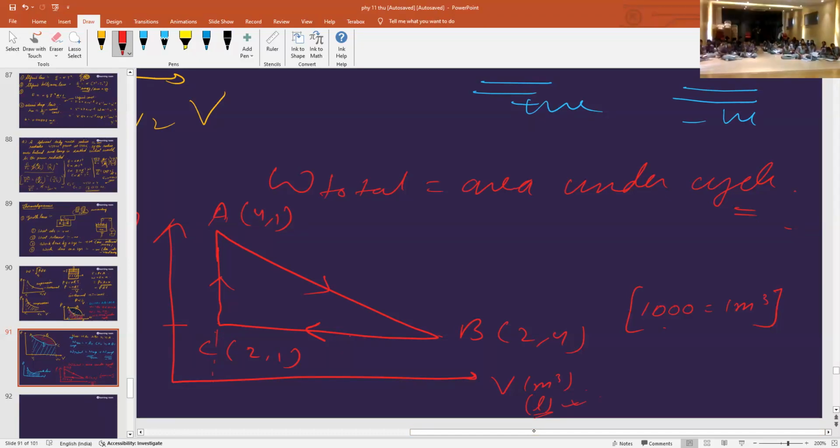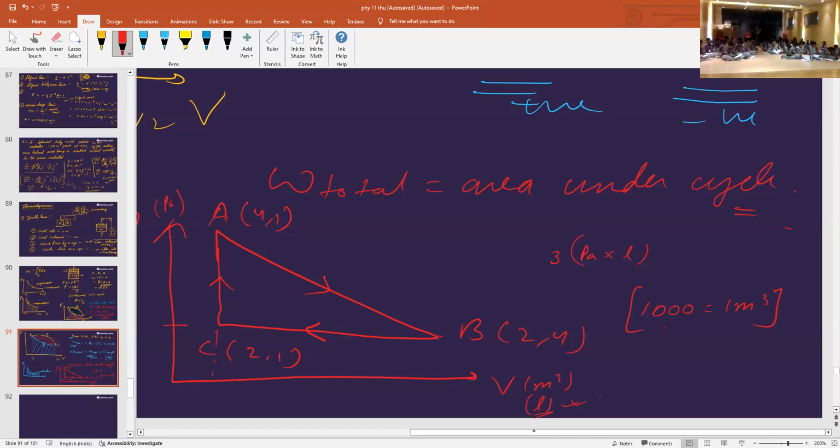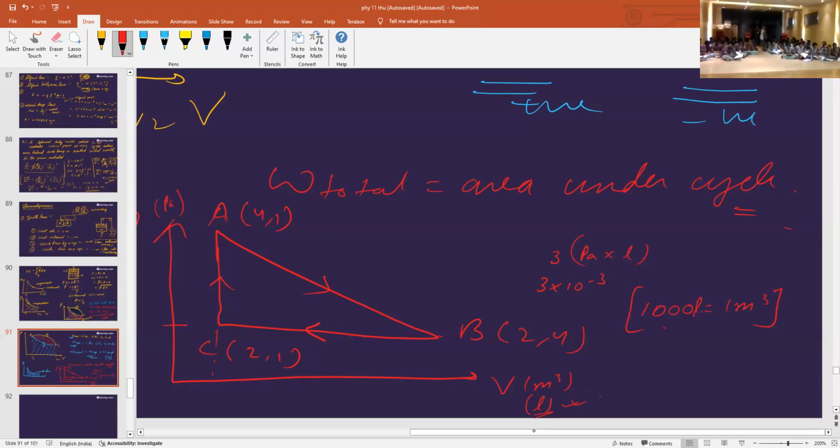Sir, I can't understand what you're saying, sir. Okay. So if it is liters and the pressure is in pascals, then it is 3 pascals into liters, and that is not equal to joules. That is 3000 pascals, sir. No, it will be 3 into 10 to the power minus 3 joules.